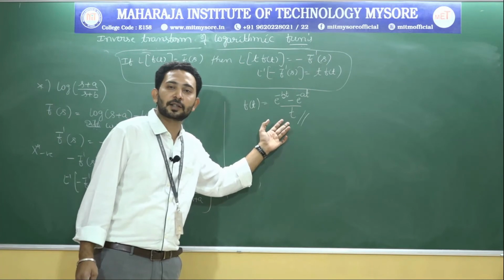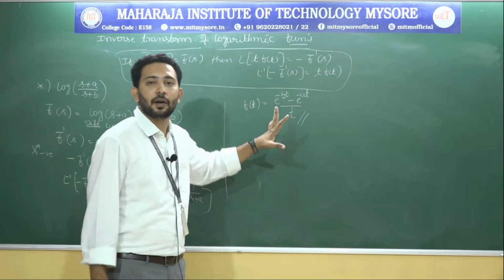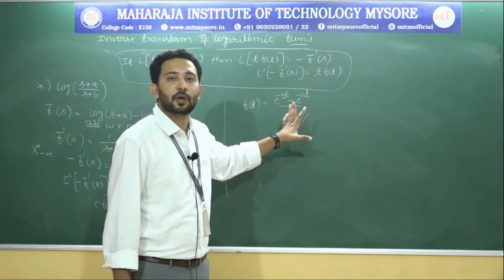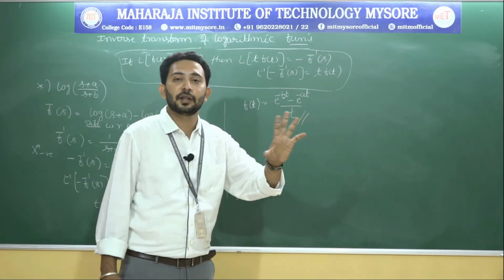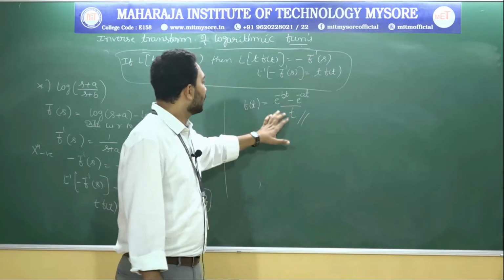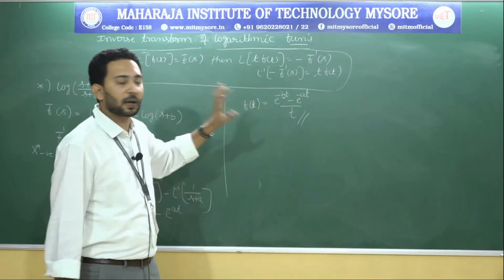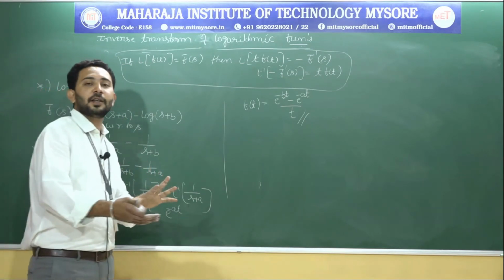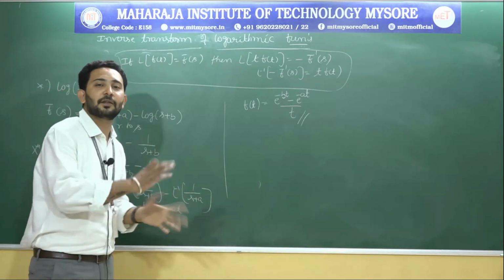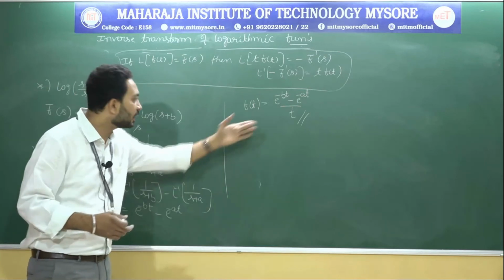Remember this question. We have already solved this question in property number 3, that is the integration transform property. So in that problem we got this result, and now we are doing the problem in the reverse way. We are getting the inverse for this.